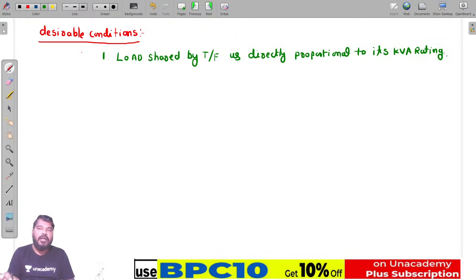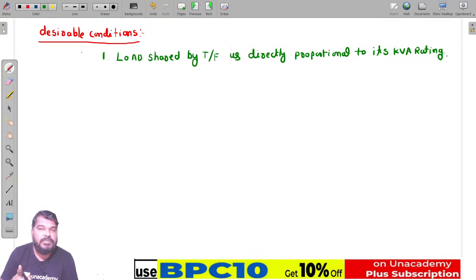Okay, this is one of the desirable conditions. It is possible only if the output terminals are different from each other. Yes, if it is mentioned, we can analyze it like that. So what are the desirable conditions?